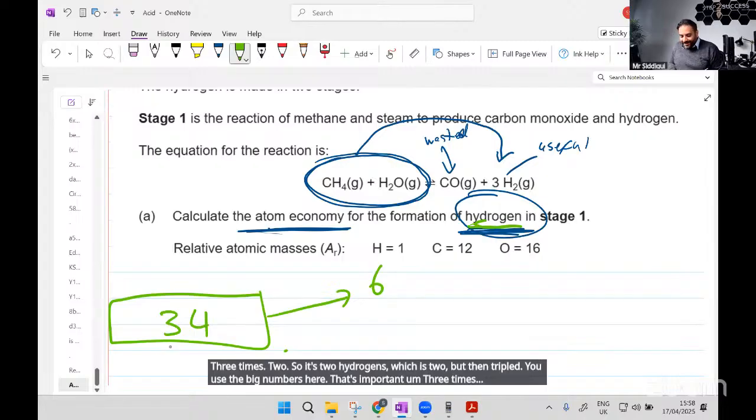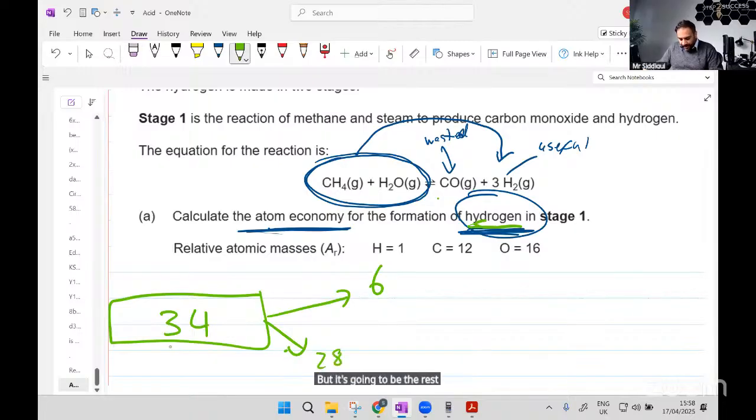3 times 6, right? So 6 is what we've got there. I could work out the carbon monoxide as well, but it's going to be the rest of it. It's 28, isn't it? Essentially, what we're doing in this equation is saying we don't need that bit.